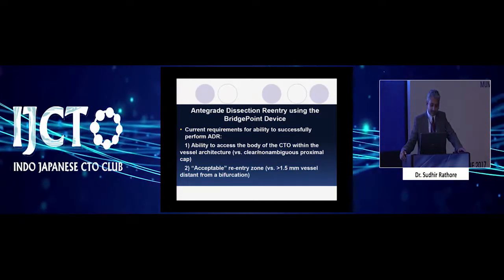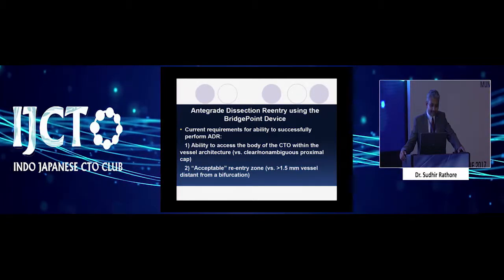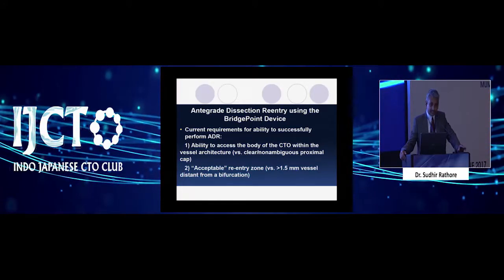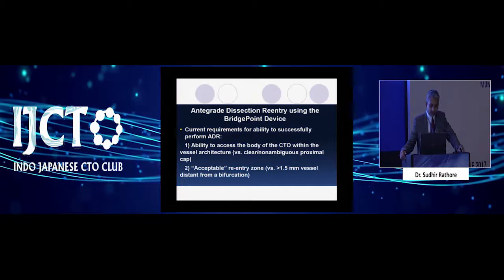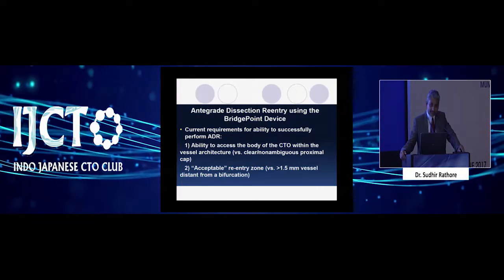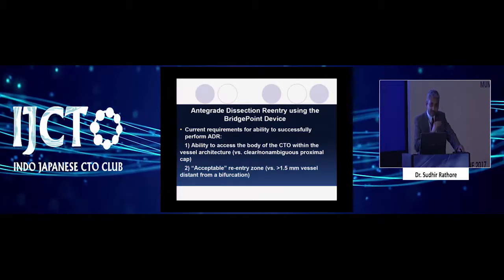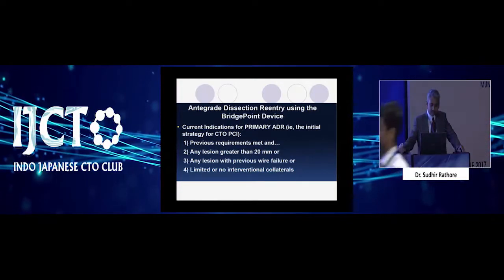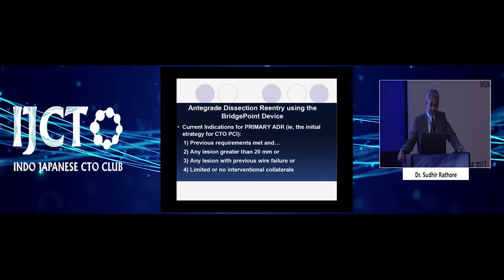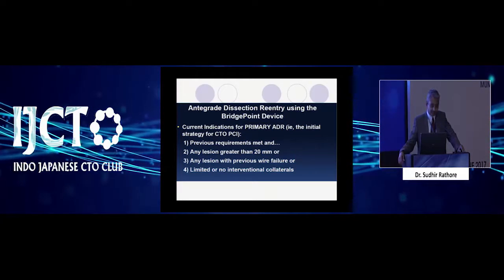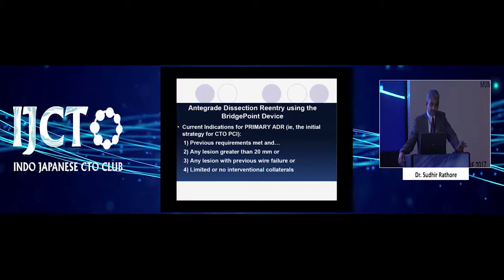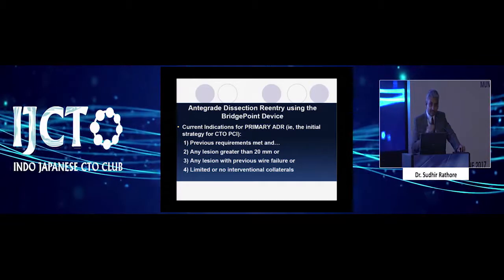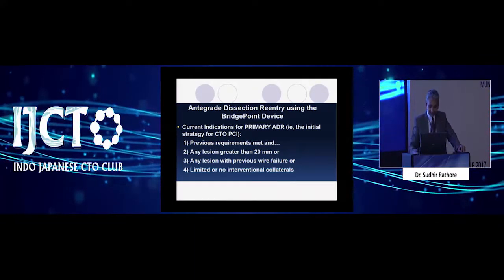So what are the requirements and when should you apply this technique? If the antegrade wiring is unsuccessful and there are no retrograde collaterals, then the wire enters the subintimal space. So you can cross the CTO segment in the vessel architecture subintimally, and there should be an acceptable re-entry zone. What that means is the distal artery should be healthy for the re-entry to be performed. Now the indications for primary antegrade dissection re-entry are obviously what I mentioned previously, and usually the lesions which are longer than 20 millimeter, lesions which have had previous wire failure, or very limited interventional collaterals for retrograde access.